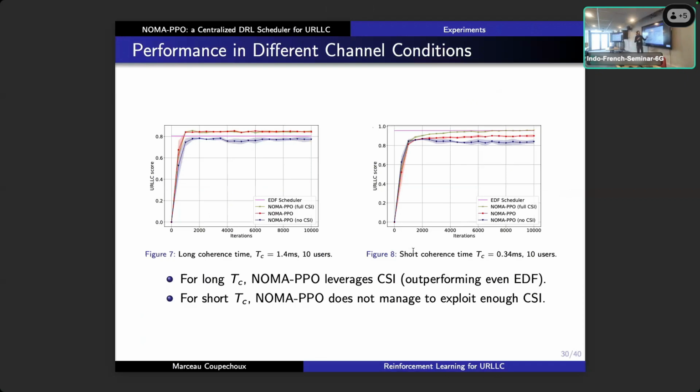But if the coherence time is small, like here, you see the difference. If you have no CSI, you reach a lower value. If you have full CSI, you have the best value, but it's like an oracle. And if you have our scheme, you are in between. Here, EDF is better. And NOMA PPO, full CSI, and EDF are converging, which is a good thing in terms of learning of the buffer. It shows that the algorithm is well learning the buffer.